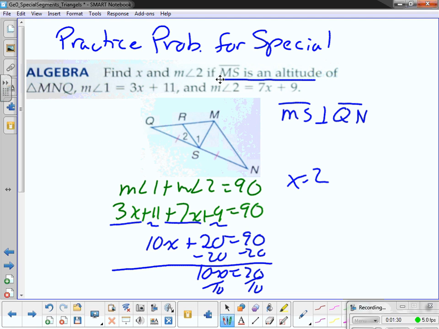So it also says to find the measure of angle 2. So I got the x. The measure of angle 2 would be 7 times 7 plus 9. That's 49 plus 9, which is a 58-degree angle. So if it's an altitude, it's got to make a 90-degree angle.